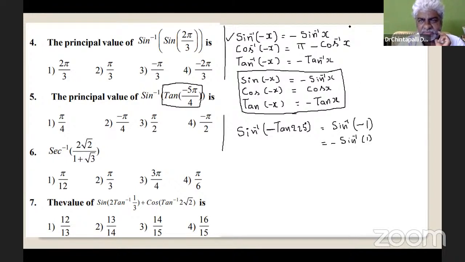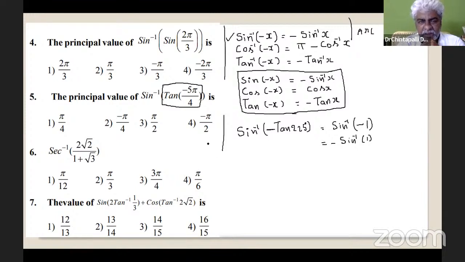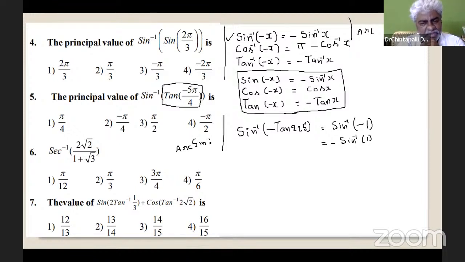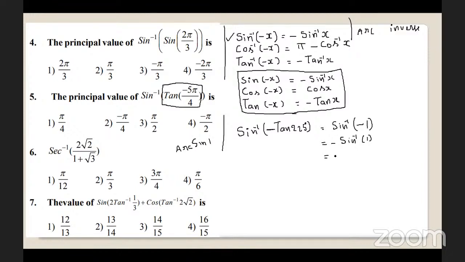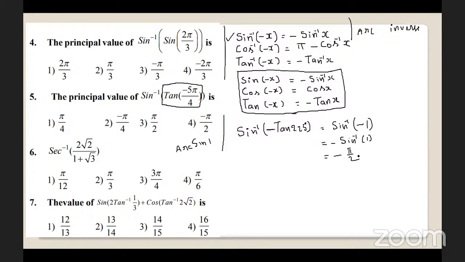In that Dallas College website, arc is used sometimes for typing convenience. Arc and inverse are both the same. Here sine inverse 1 is there, the same can be written as arc. What's the value of sine inverse 1? 90 degrees, that means pi by 2. Option 4, sir. Got it?